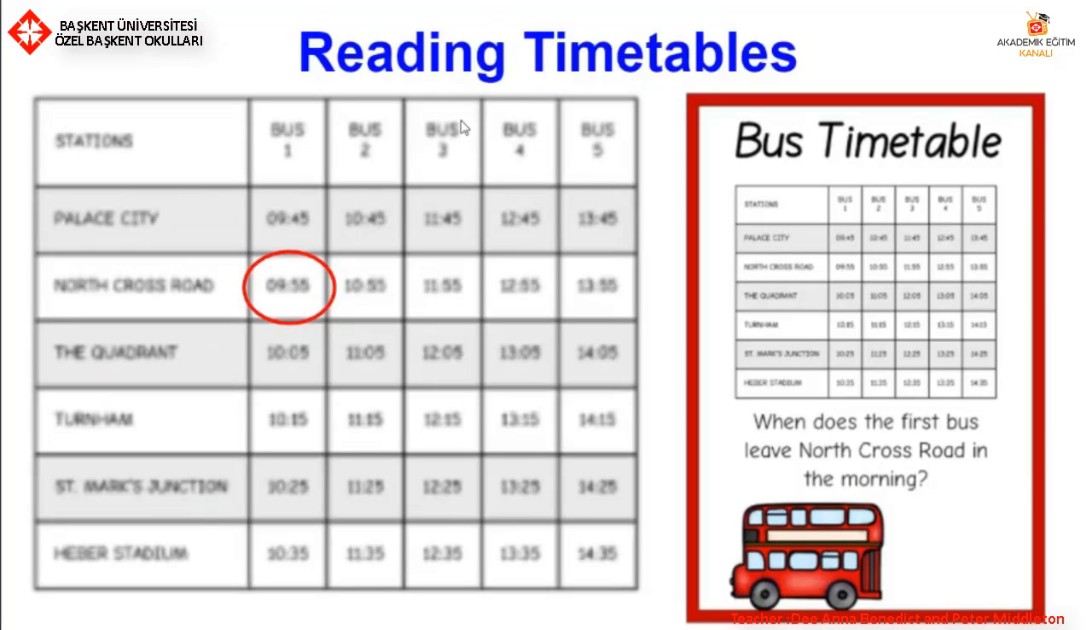And you can see here with the bus table, when does the first bus leave North Cross Road in the morning? So North Cross Road is circled, and you can see that it leaves at 9:55 or 5 to 10 in the morning. It is the first bus that can leave North Cross Road. There are no buses before that.